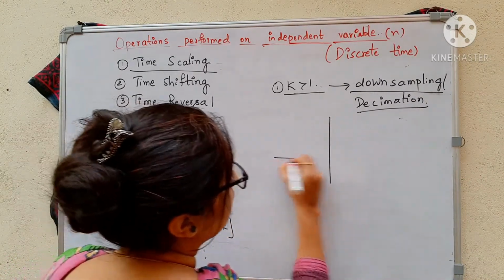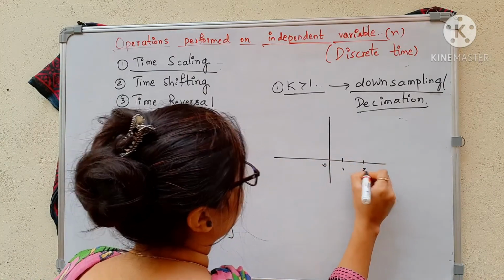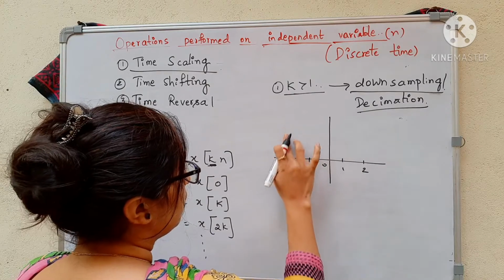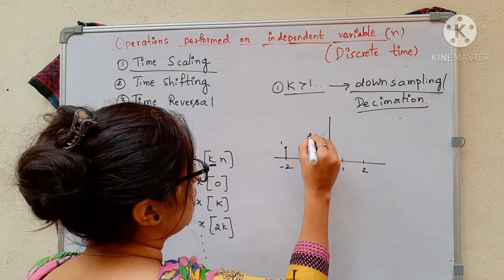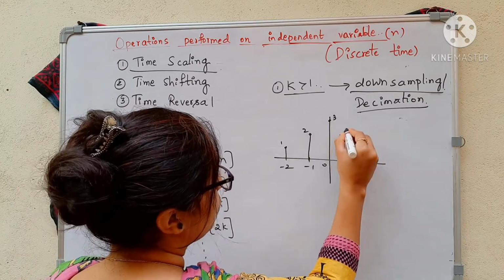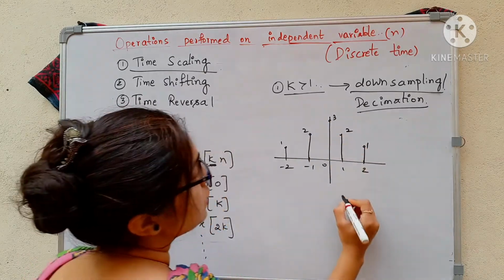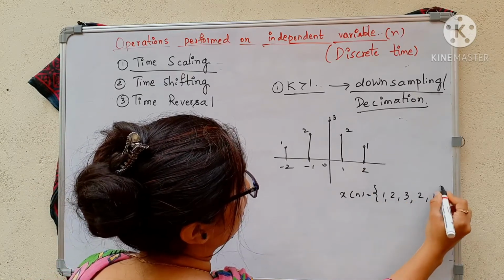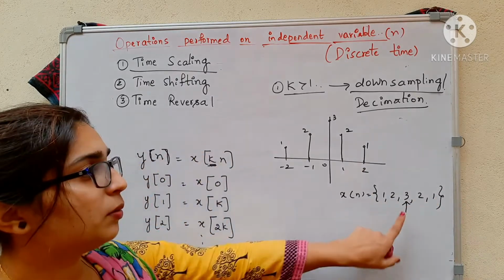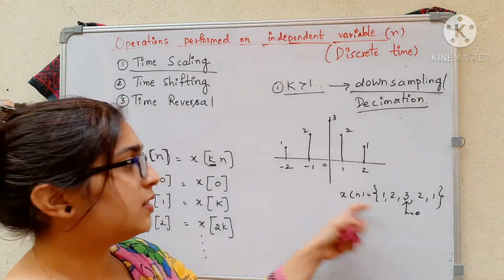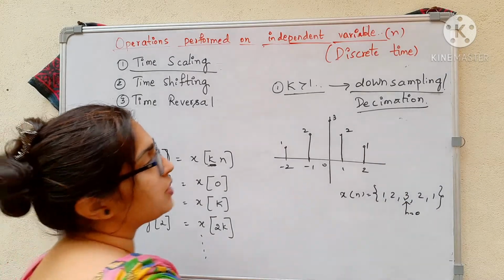For example, I will consider the points minus 2, minus 1, 0, 1, 2. I'll consider the values as 1, 2, 3, 2, and 1. So this sequence is 1, 2, 3, 2, 1, where 3 is the value at n equal to 0. This is the sequence representation of this signal.